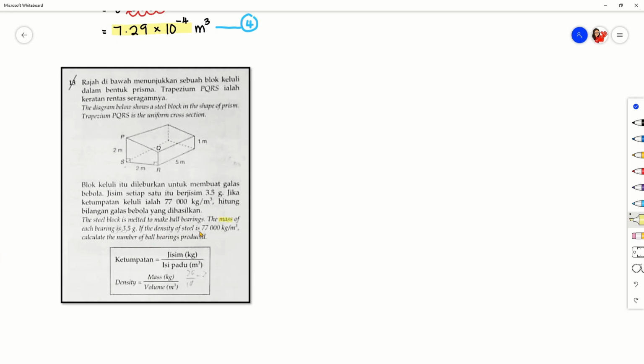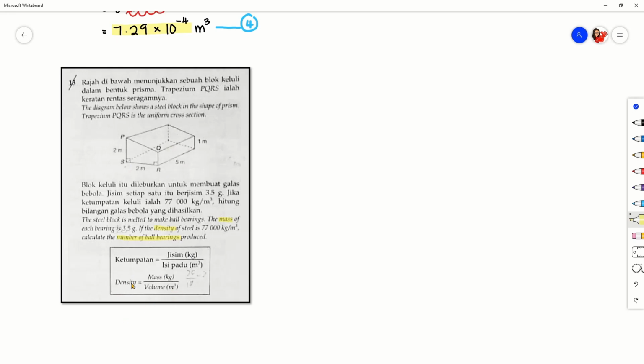The density of the steel is 77,000 kilograms per cubic meter. So they've given us also the density. And now what they want us to find is the number of ball bearings. Now, the thing about the ball bearings is they've given us the mass. So we have to find the mass of the steel block first. In order to find the mass of the steel block, we will have to use the density formula.